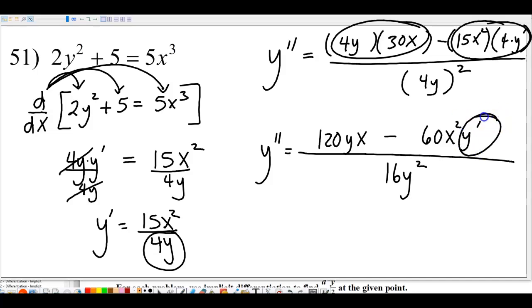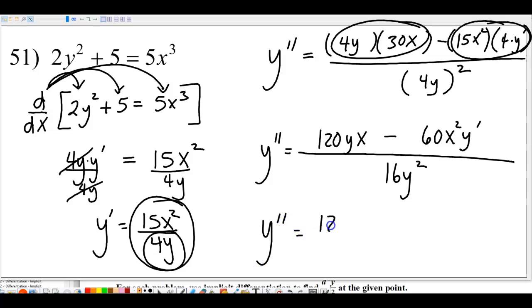We're not going to leave this y prime here. The reason we're not going to do that is because we know what y prime equals. Y prime equals this. So what I'm going to do now is replace the y prime with what I know y prime to be. Y prime is 15x squared over 4y.